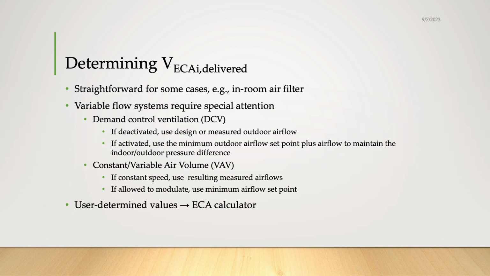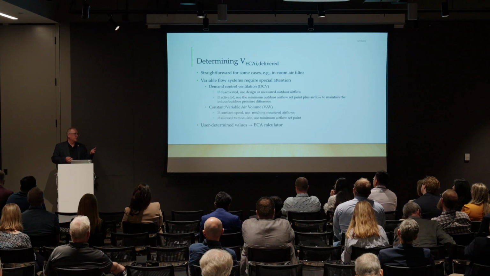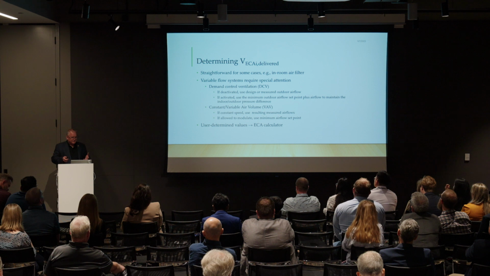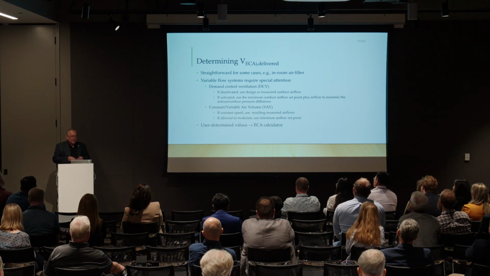And this slide discusses in particular the requirements for looking at delivered equivalent clean air when you have variable fan operation. So you simply need to look at what your plan is and use the right airflow. If you're deactivating DCV, then your design outdoor airflow is what you should assume for the system. But if it's activated, then you have to base your calculations on the set point for minimum DCV. And the same thing with variable air volume. What is the minimum flow? And you can take those values and put them into the calculator to do your analysis.